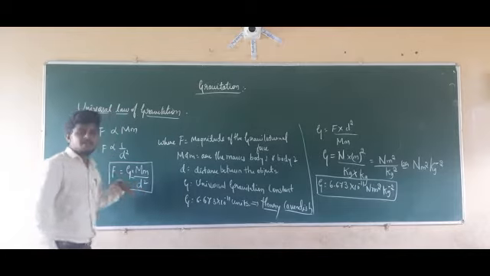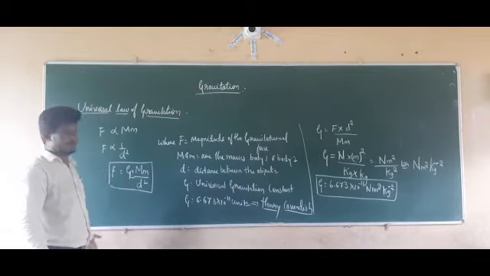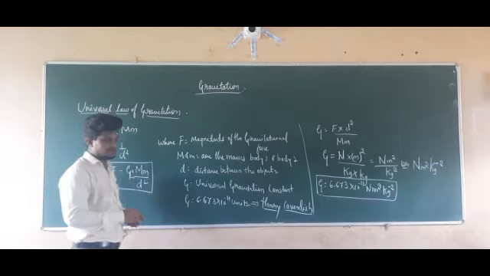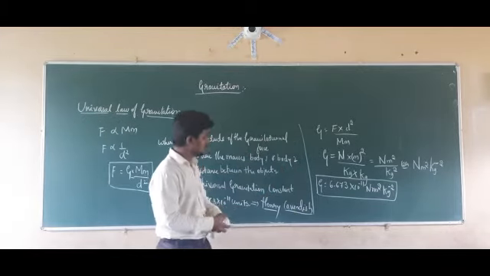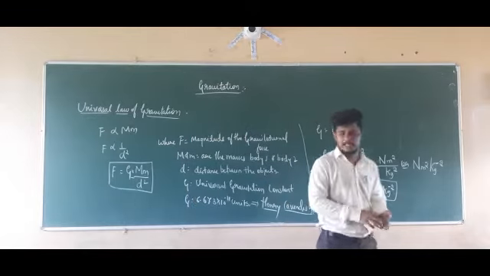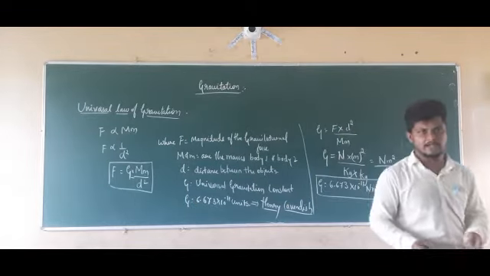And this is the universal law of gravitation, F equal to G M m divided by d square. I hope this is clear about the universal constant as well as the universal law of gravitation.